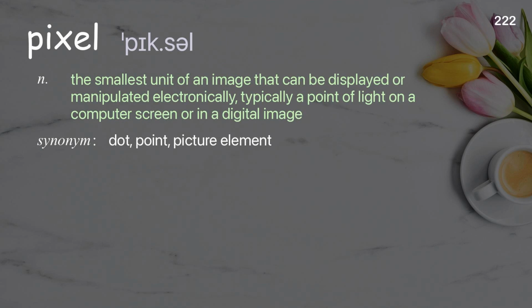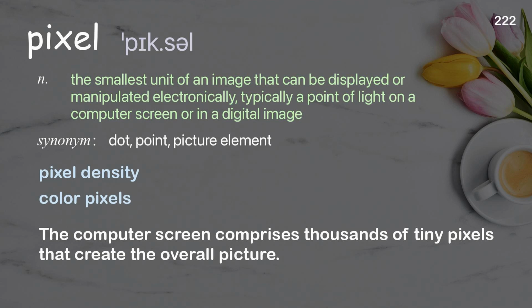Pixel. The smallest unit of an image that can be displayed or manipulated electronically, typically a point of light on a computer screen or in a digital image. Examples: Pixel density. Color pixels. The computer screen comprises thousands of tiny pixels that create the overall picture.